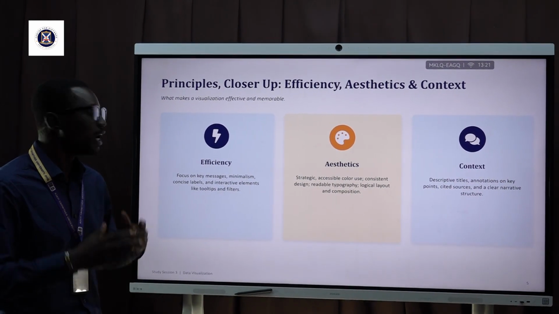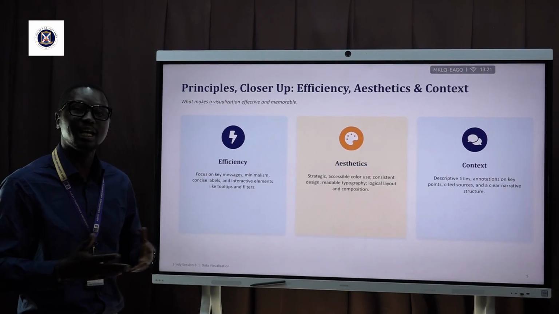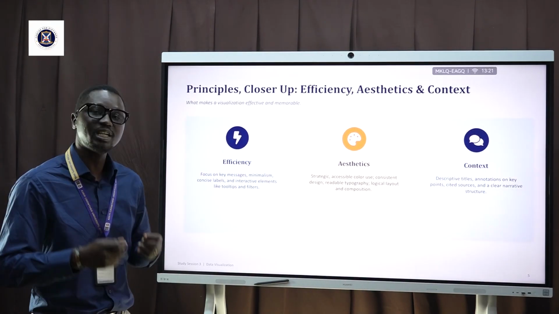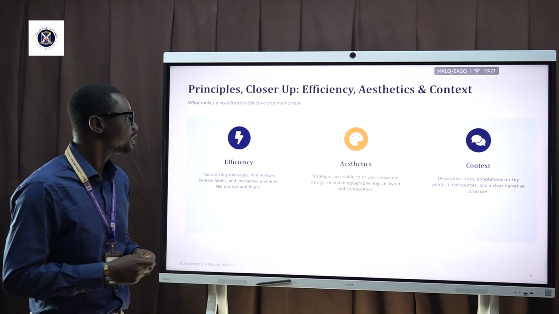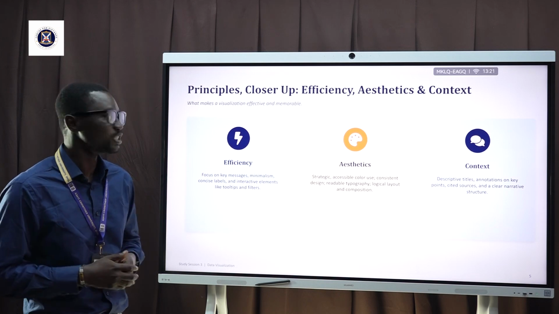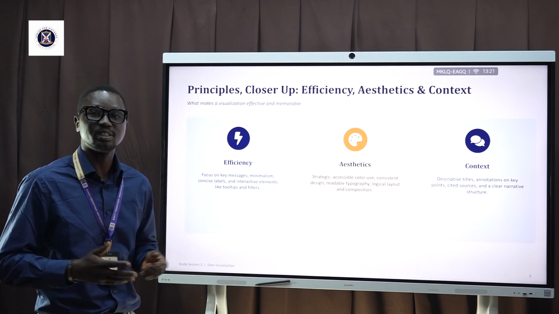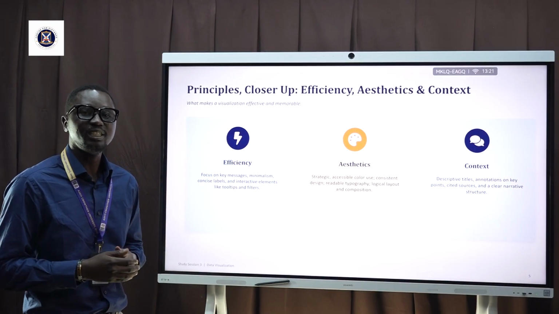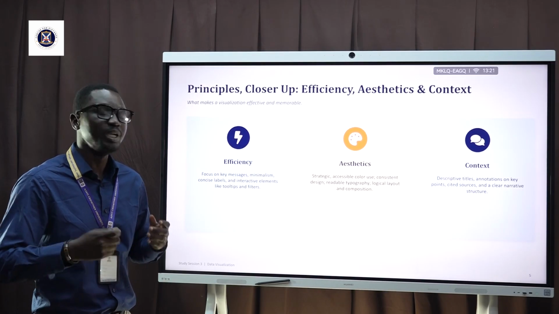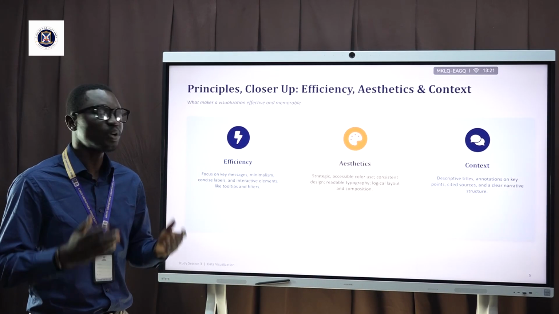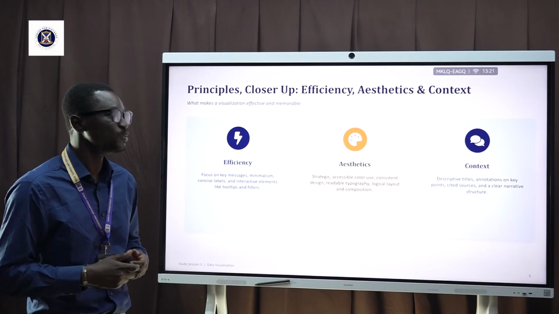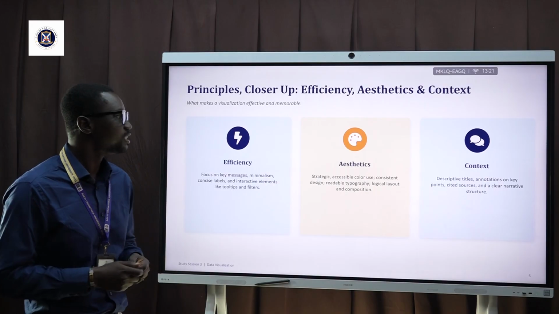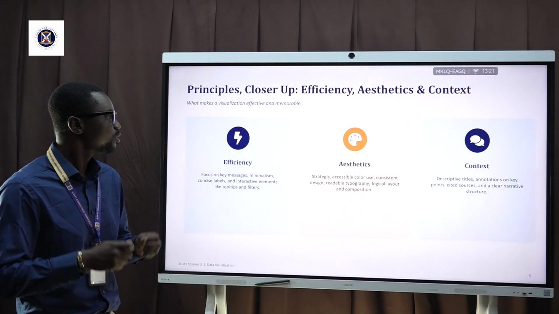So, how do we make our visuals aesthetically pleasing? We use strategic and accessible color, consistent design, readable typography, and logical layout and composition. The last one is context. Now, context simply means turning raw data into a story that means something. With context, you make use of descriptive titles, subtitles, annotations on key points, cited sources, and a clear narrative structure.